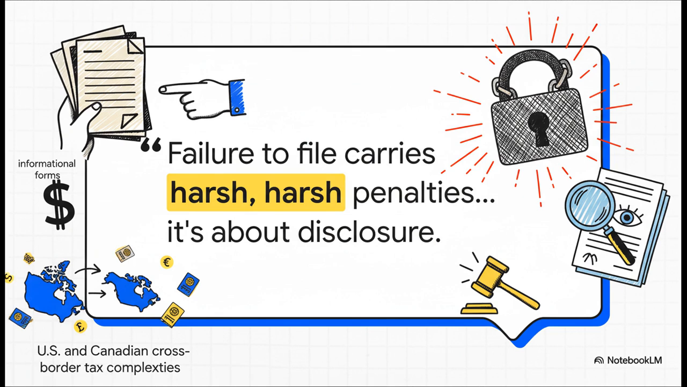This brings us to a really vital point. You have to understand that these rules are fundamentally about disclosure. It's not necessarily about collecting tax from you. The IRS simply wants to know what you have and where you have it. Because of that, the penalties for simply failing to file these informational forms are frankly brutal. They can be incredibly severe, often far more than any tax you might have owed. The system punishes secrecy more than anything else.